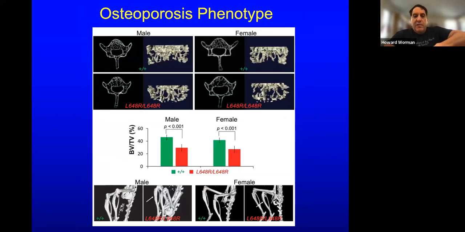The mice also have a generalized osteoporosis phenotype. We looked at bone density of the spine and we measured it quantitatively. If we look at male mice and female mice, this is just images of the trabecular bone of the vertebrae. You see significant differences in the bone density of the male and female L648R homozygous mutant mice. And this is just some CT images of the legs, lower legs here. And I think you can see pretty just qualitative differences between here and between, say, here and here.